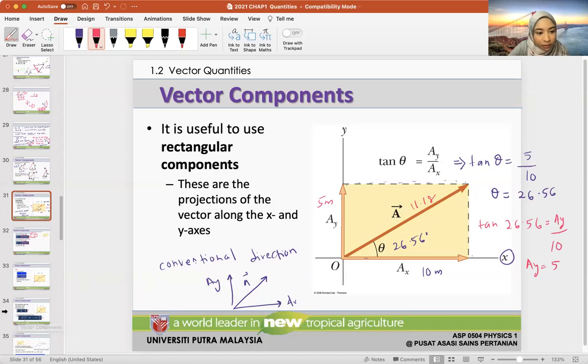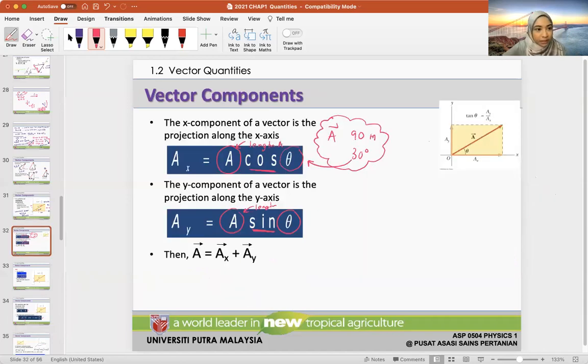Okay. So let's say vector A, kita tukar je nombor dia. So 26.56 degrees and 11.18 meter. Okay, so this is vector A. The boss said, okay, can you be broken down into two people because I need more of you to work. So, okay, A cakap boleh, let's do it.